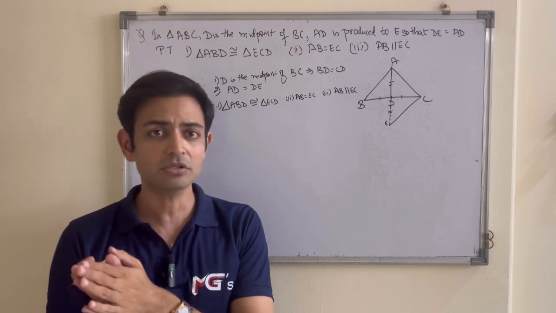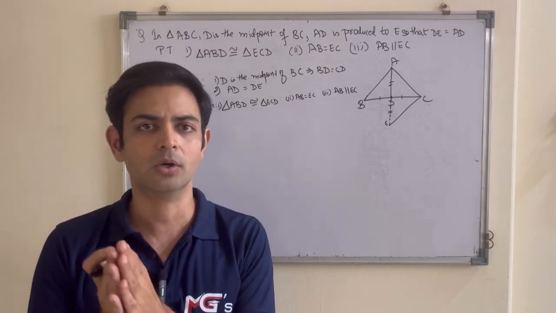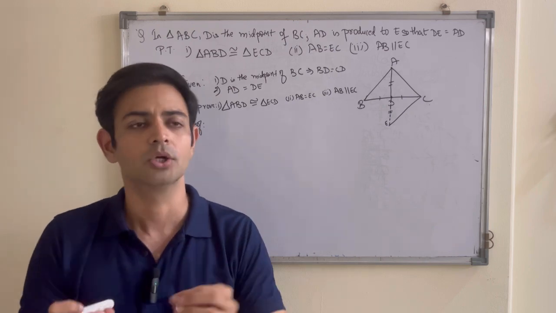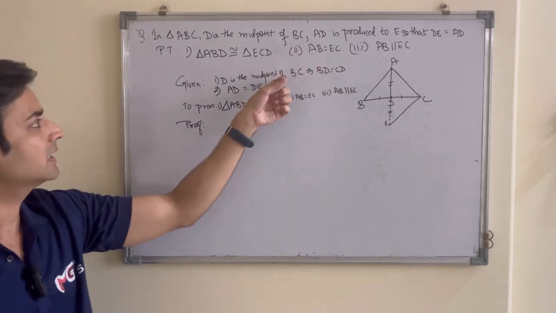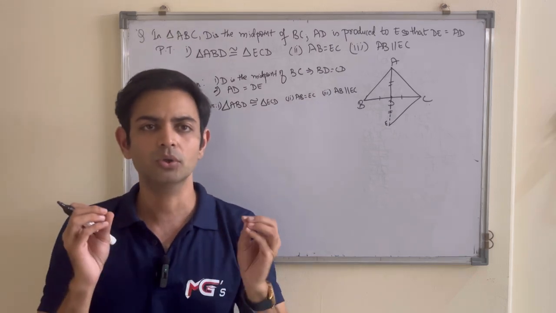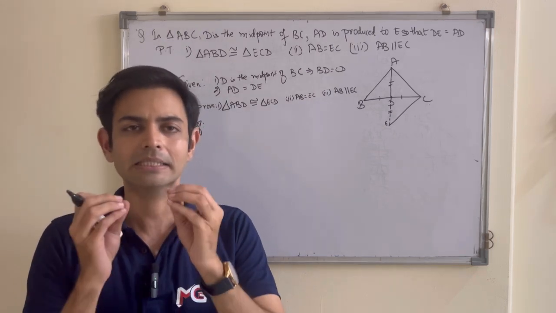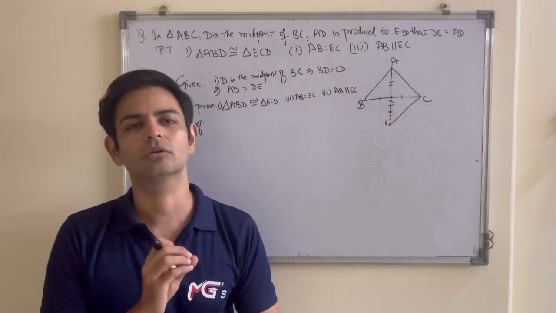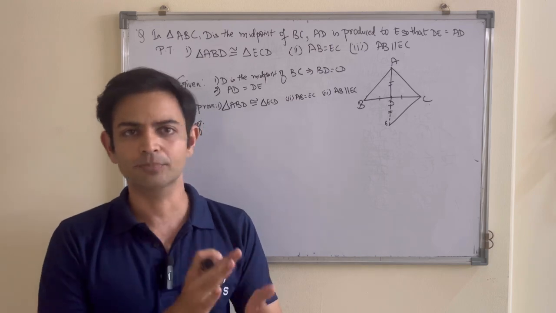Now, the first thing you do in the question is write given and to prove. Before you start the proof, you're supposed to draw the diagram, write the given things, write to prove, and then we'll go for the proof. Even if you can't attempt the question, at least draw the figure and write the given and to prove. This also carries marks. So let's go to the proof now.